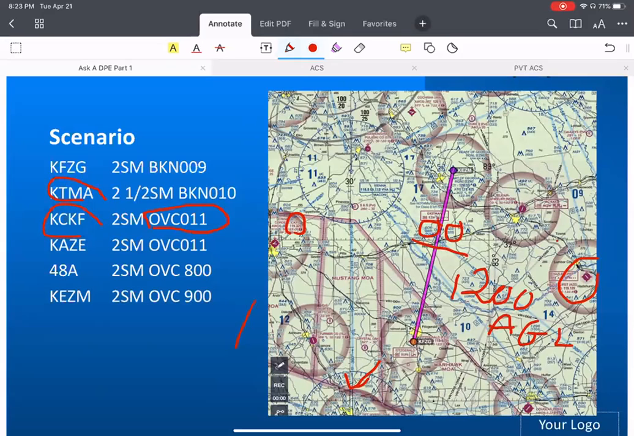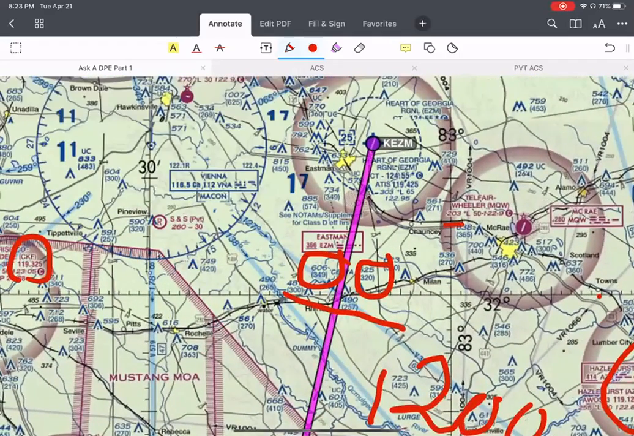So 1,200 for the AGL. That would be a correct answer there. When we're looking at field elevation, 203 feet here at Tefler, MSL, that's an MSL altitude, so that we know we're not comparing unlike terms.